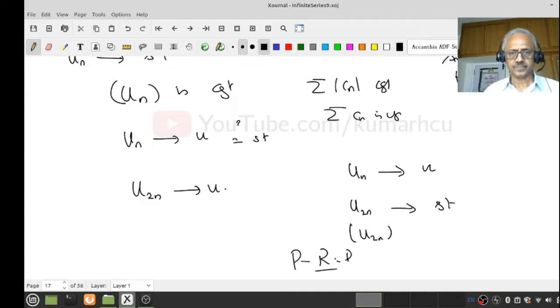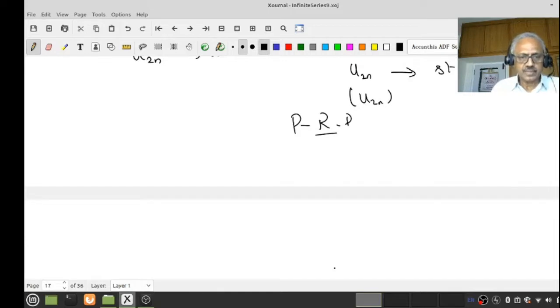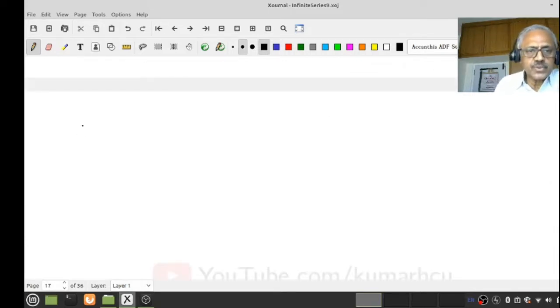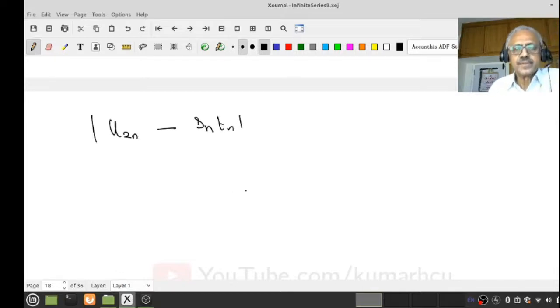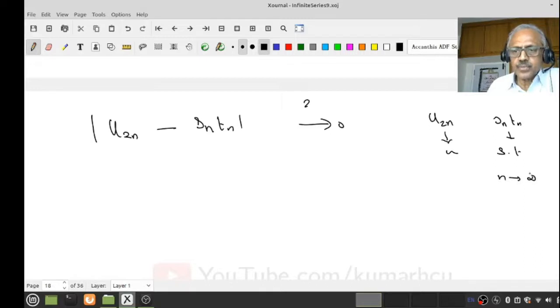Okay. So, now my idea is clear cut. What do I have to do? I want to estimate U2n minus SnTn. That's it. If I show this goes to 0, then what does it mean? U2n will converge to U and SnTn will converge to S times T as n goes to infinity. Therefore U equals ST will follow. Do you follow that? So I only have to prove this.